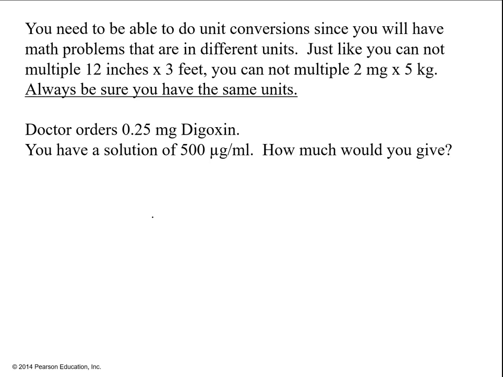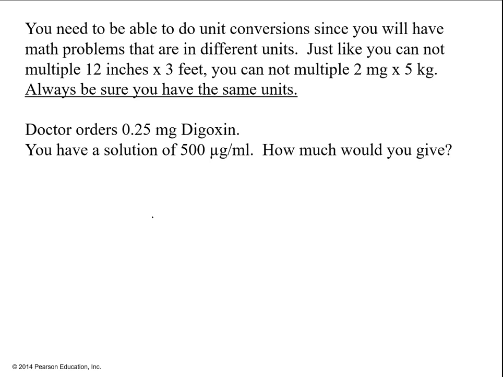So in this, a doctor orders 0.25 milligrams of digoxin. So digoxin is consistently given after a heart attack. It helps to slow and steady heart rate. You have a solution. So a solution means it's in what? It's a mixture, and it's probably dissolved in some kind of water. It might be in saline, but odds are it's a liquid. Water is going to be like what's dissolving. You have a solution of 0.5 micrograms per milliliter. How much of this would you give?